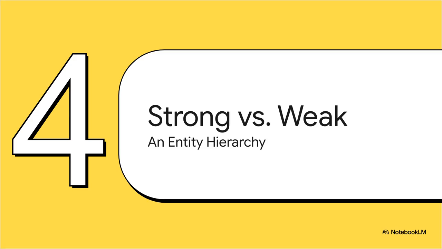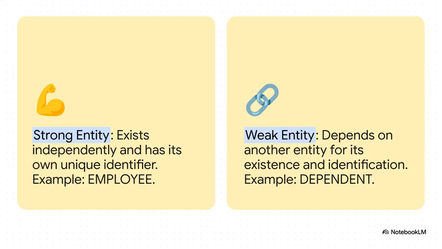So let's build on that idea, because it turns out not all entities are created equal. In our data blueprint, some entities can stand up all on their own, while others, well, they depend on another entity just to exist. And this brings us to a really important idea: the difference between strong and weak entities. It all boils down to one word: independence.